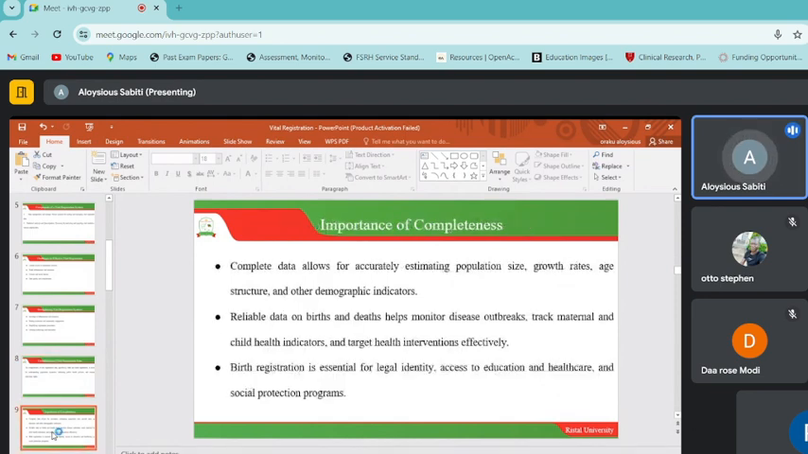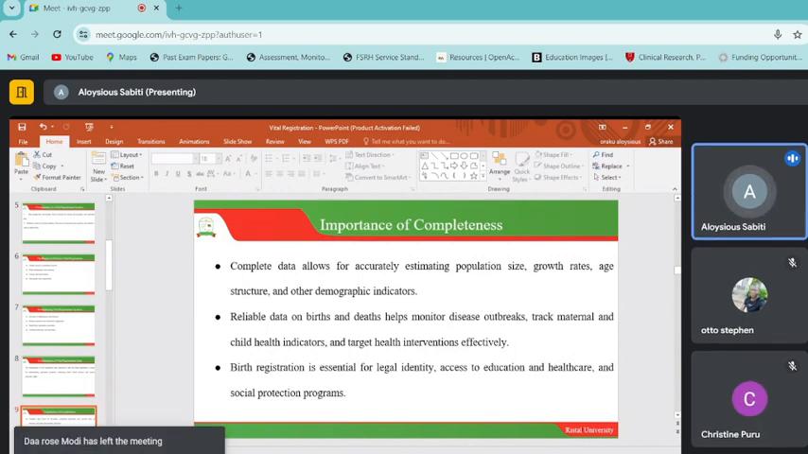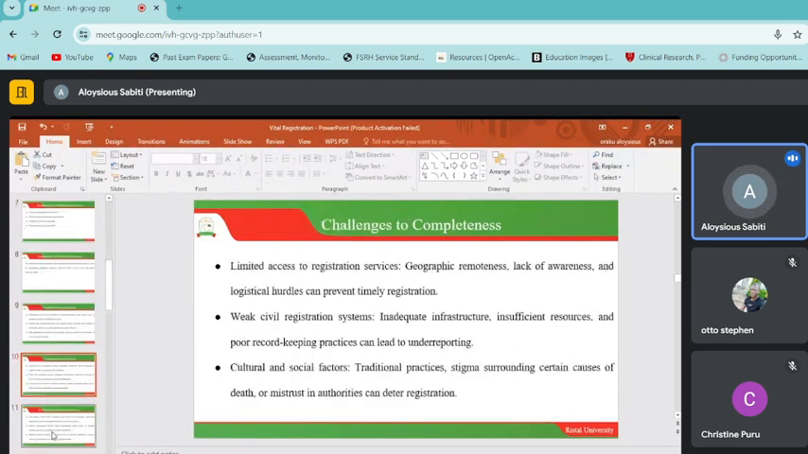So, what is the importance of completing data? I think I have run through some, but here we are saying that complete data allows for accurate estimation of population size, growth rates, age structure, and other demographic indicators. Then it is reliable data on births and deaths. It helps monitor disease outbreaks, track maternal and child health indicators, but also birth registration is essential for legal identity, access to education, healthcare, and social protection programs, as we mentioned earlier.